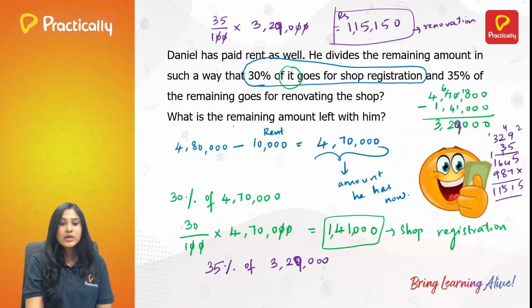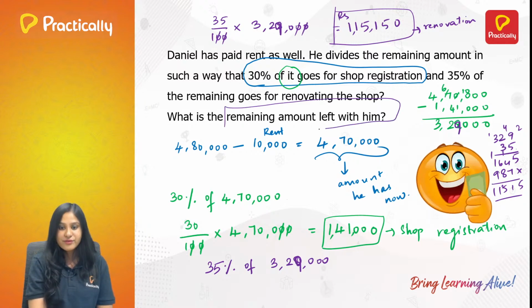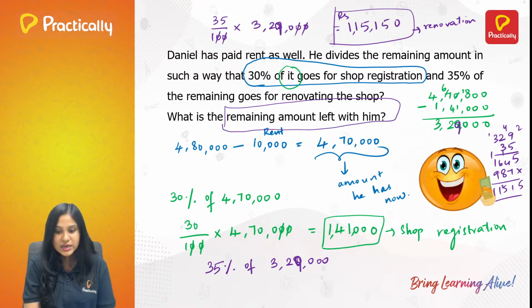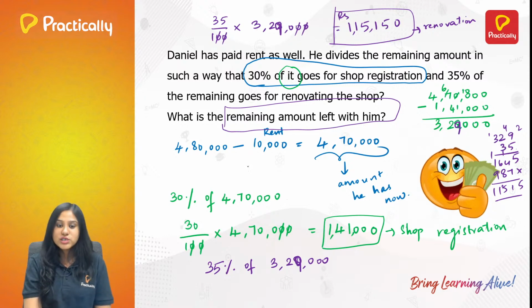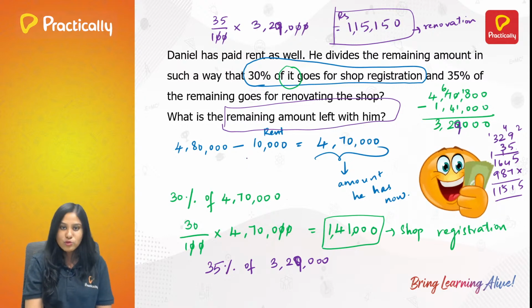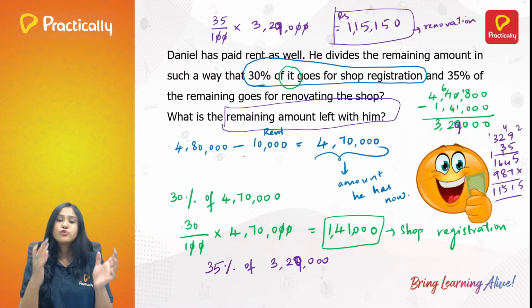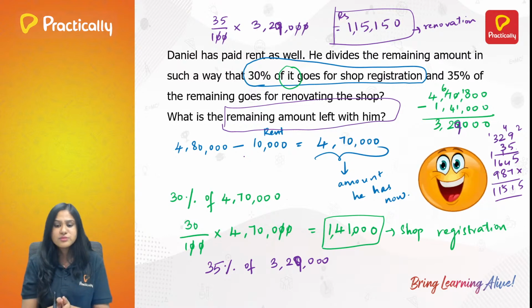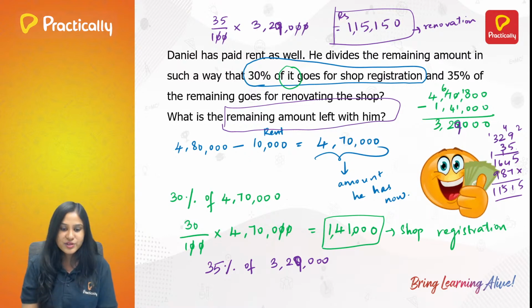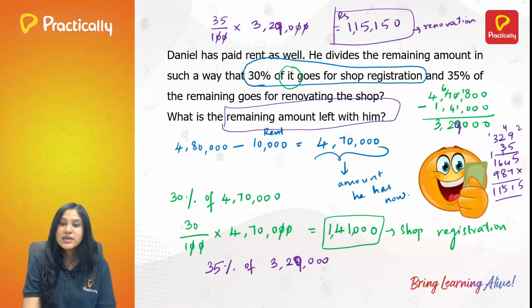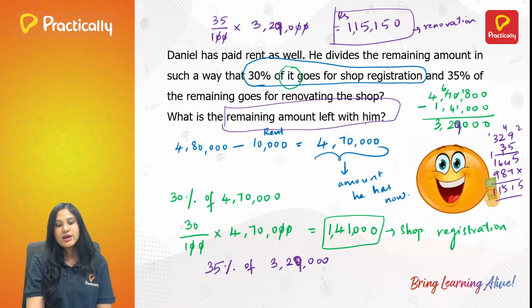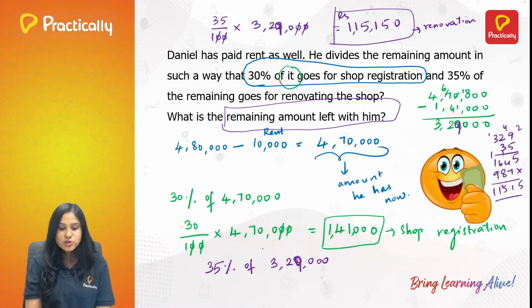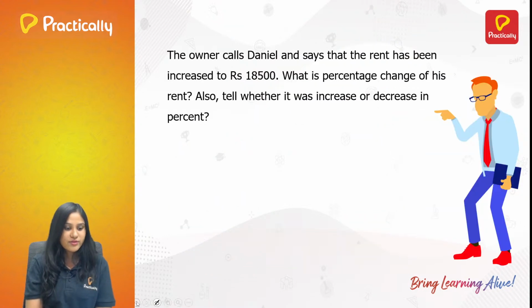Now, what is the remaining amount left with him? So how do we calculate it? We have to just subtract the amount from the total amount he has to find what is the amount left with him. Simple, right? So 3,29,000 minus 1,15,150. So where are we doing this calculation? Let us do somewhere here only.